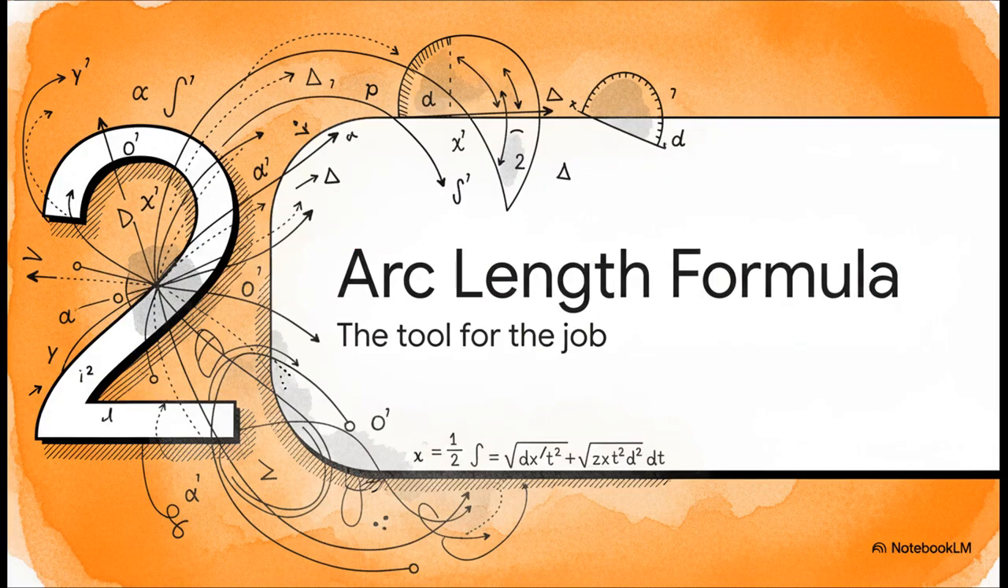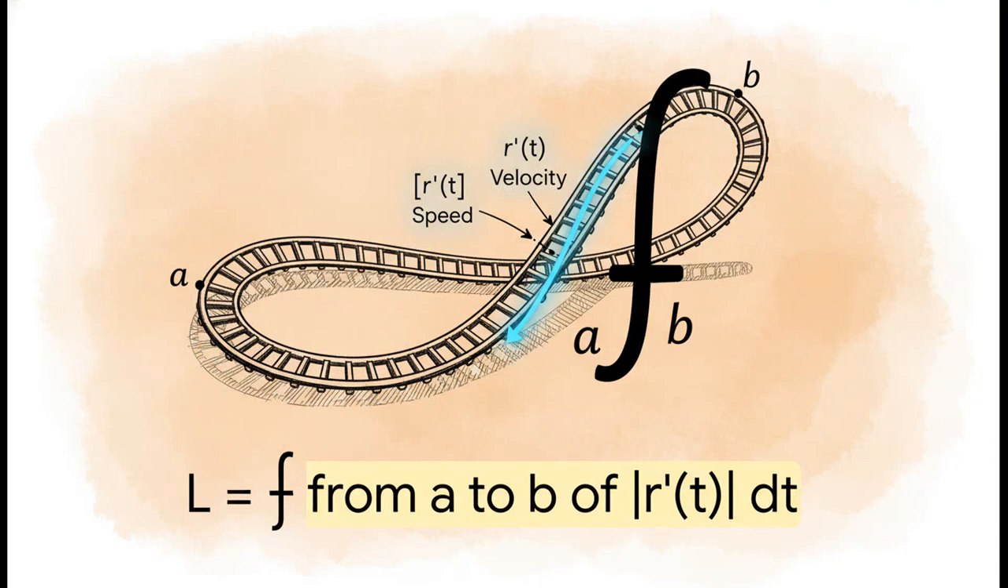Okay, so now that we have the core concept down, that we're just summing up speed over time, let's look at the actual mathematical tool that makes it all happen. And here it is. L is for length, obviously. The integral sign just means sum up all the pieces from a starting time a to an ending time b. But the most important part is what's inside, that the magnitude of r prime of t. It looks a little intimidating, but all it means is the magnitude of the velocity vector. And guess what? The magnitude of velocity is just a fancy term for speed. So this formula literally just says length is the integral of speed.